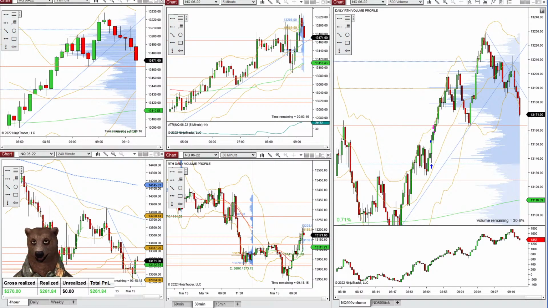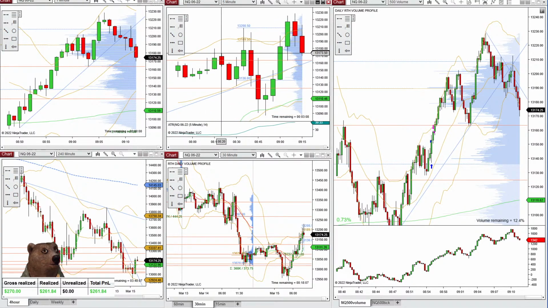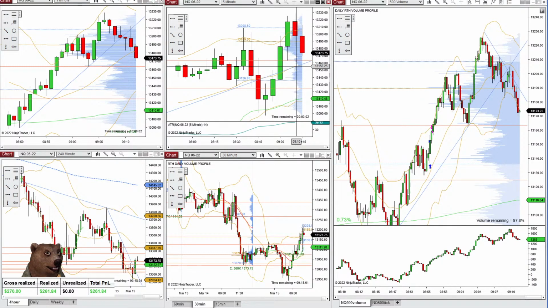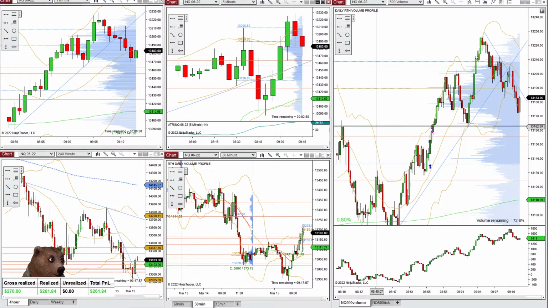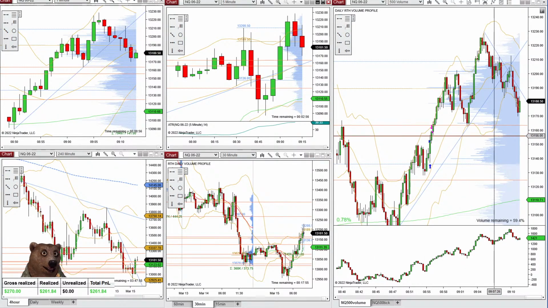Yeah, Delta pump, but price didn't. I'm wondering if we're going to come down here and visit value area low. We've got the 20 SMA there at 55. It's got some support down here, a couple support levels right there.